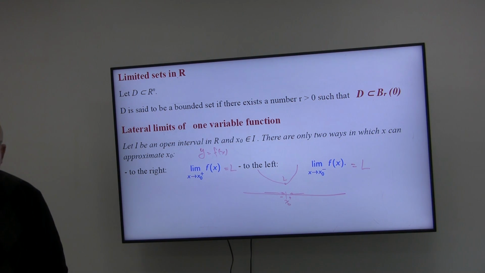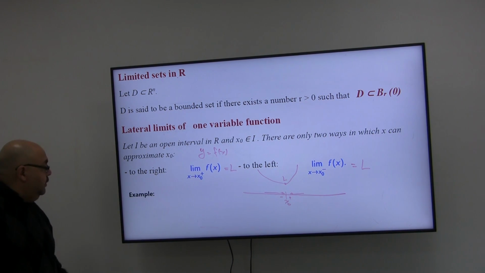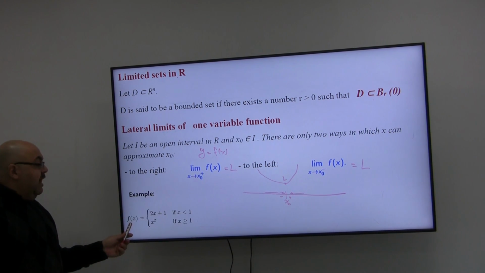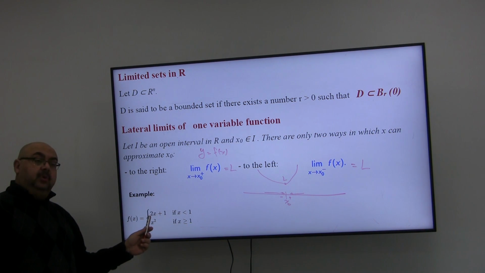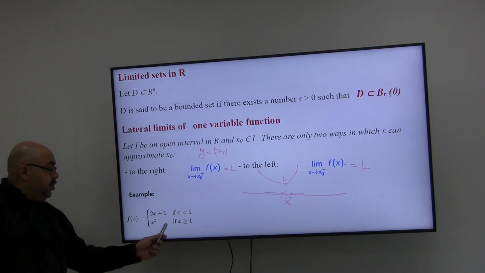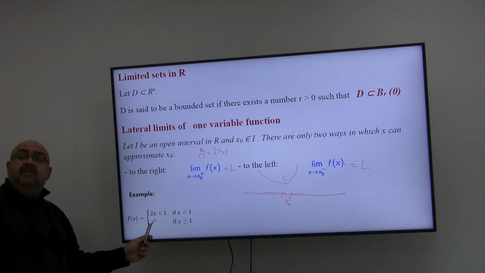Right? Okay. Also, it will appear to you in this example. Look at this example. I have f of x: when x is less than 1, it's 2x plus 1. When x is greater than or equal to 1, it's equal to x squared. Let's see if this limit exists or not.